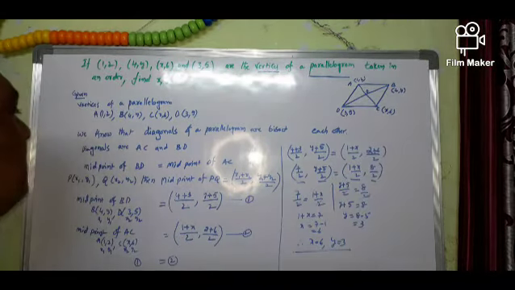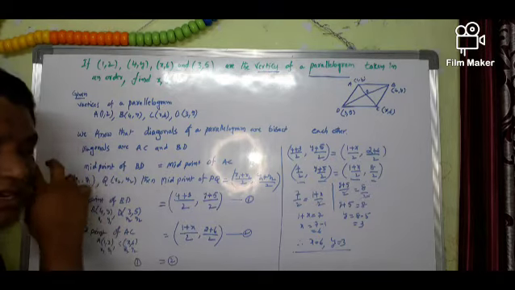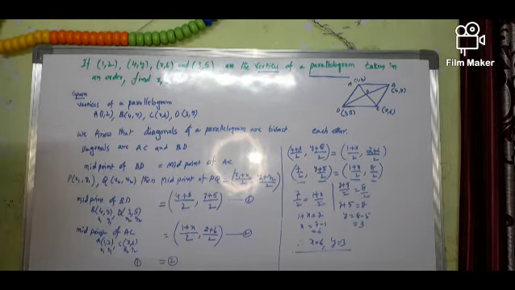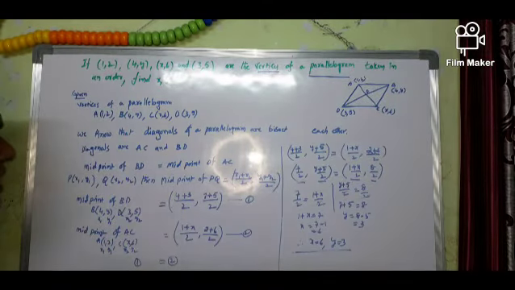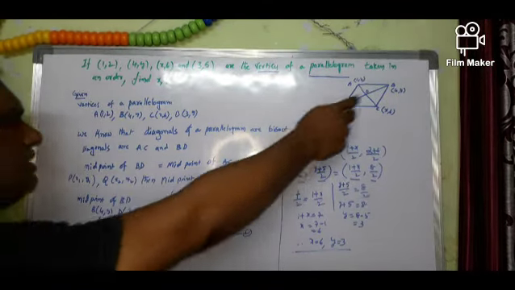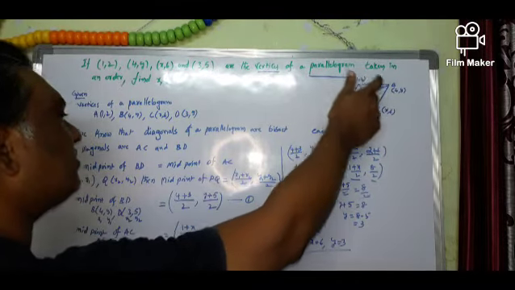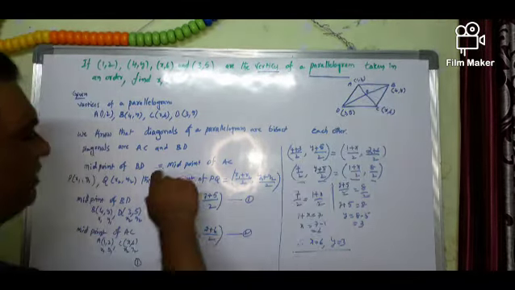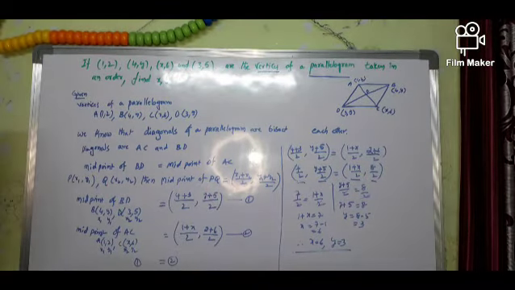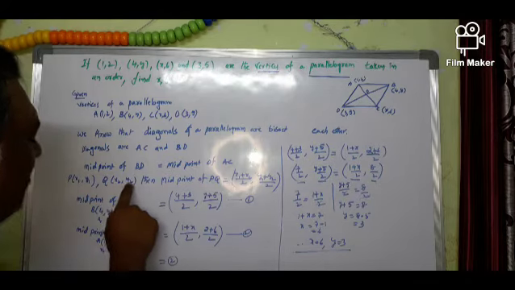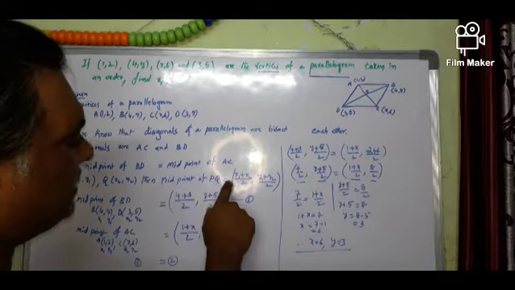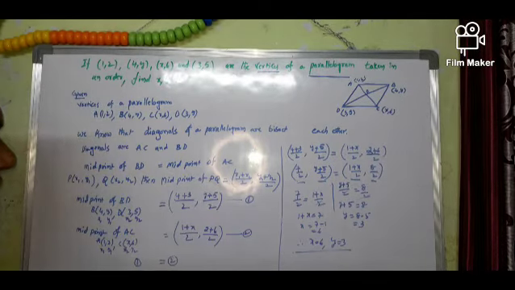Now we know that diagonals of a parallelogram bisect each other. The diagonals are AC and BD. So the midpoint of BD is equal to the midpoint of AC. We know the formula: if P is (x1, y1) and Q is (x2, y2), then the midpoint of PQ is ((x1 plus x2) by 2, (y1 plus y2) by 2).